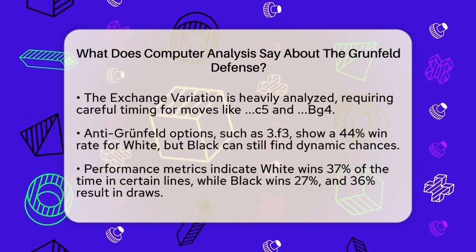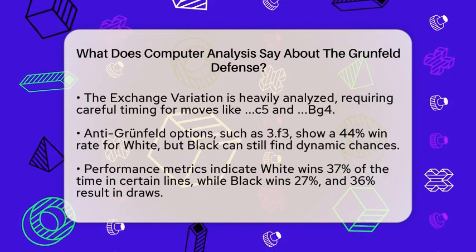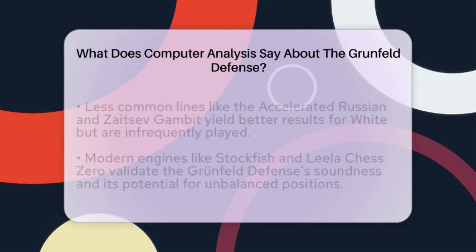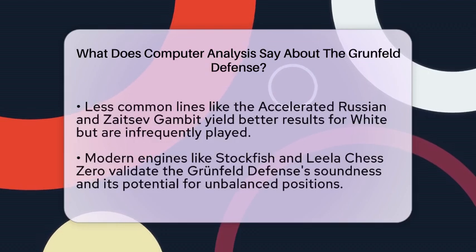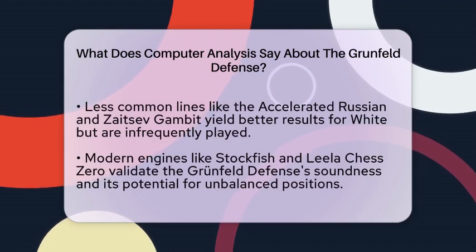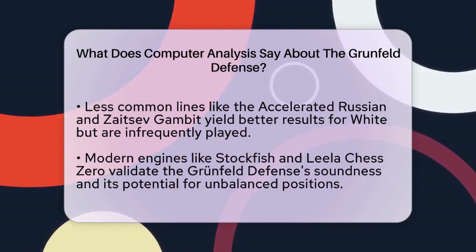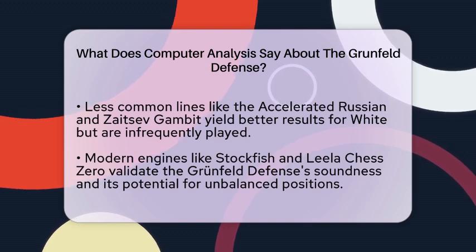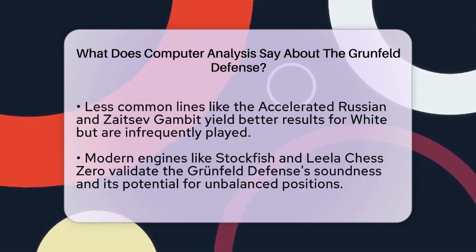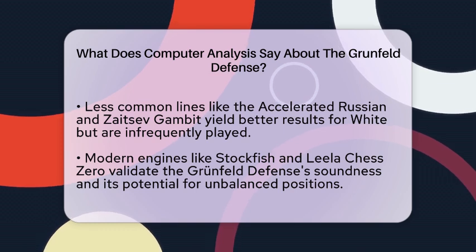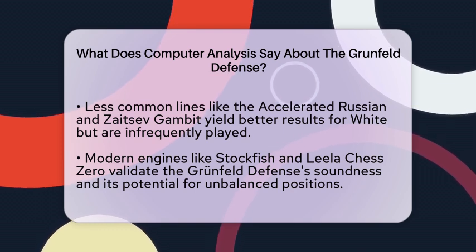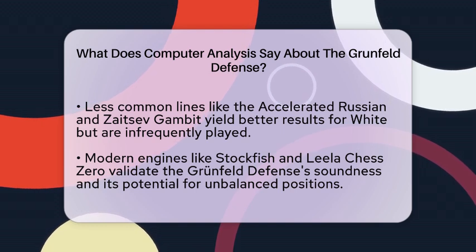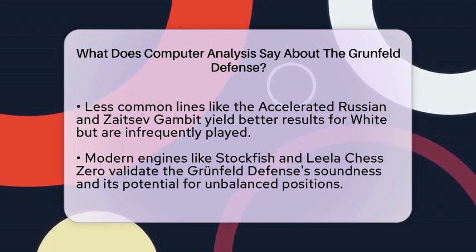When looking at performance metrics, in lines like 4. Nf3 and 4. cxd5, white wins around 37% of the time, while black wins about 27%, with 36% resulting in draws. Some less common lines, like the accelerated Russian and Zaitsev gambit, show better results for white, but they are not frequently played. Modern engines like Stockfish and Leela Chess Zero confirm the soundness of the Grünfeld defense.